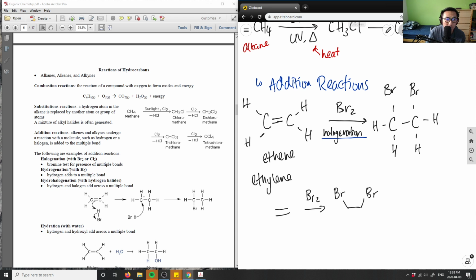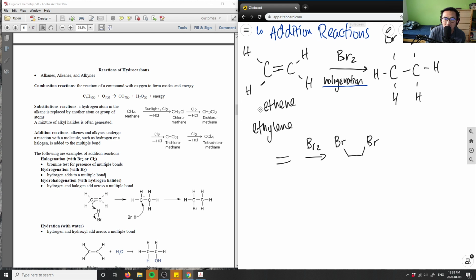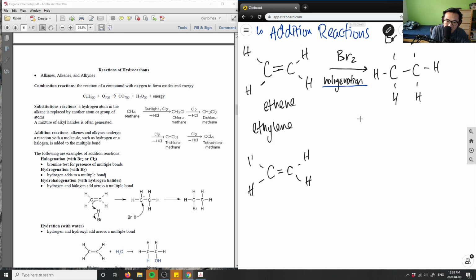And then another one could be a hydrogenation. So what is a hydrogenation reaction? And again, this is still under addition reaction. So a hydrogenation is I'm adding hydrogen to multiple bonds. So let's see here. I'm going to erase this. If I had, again, surprise, I'm going to use ethene again. Ethene, or ethylene. And then what if I added hydrogen to it? So this is a hydrogenation reaction.